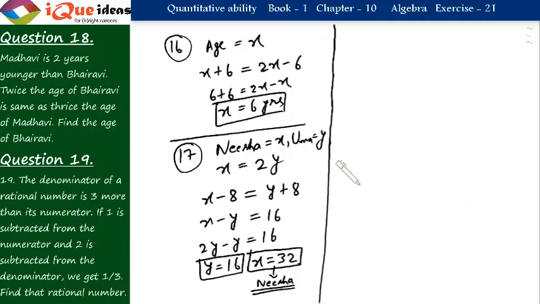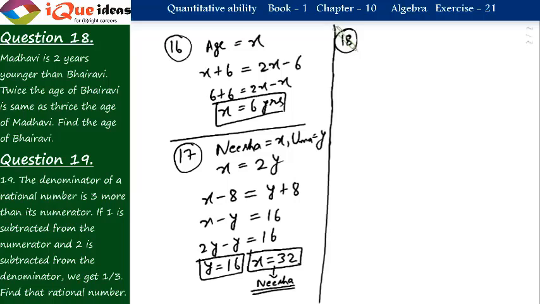Now question number 18. Let's see what it says. It says Madhvi is 2 years younger than Bhairavi. Twice the age of Bhairavi is same as thrice the age of Madhvi. Find the age of Bhairavi. You can do it with 2 variables or you can do it with 1 variable also. Right? If you do it with 1 variable, let's say.